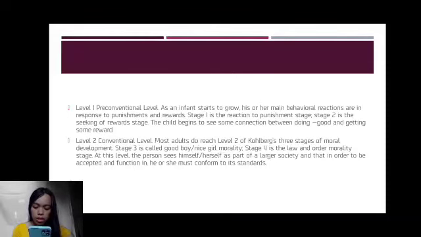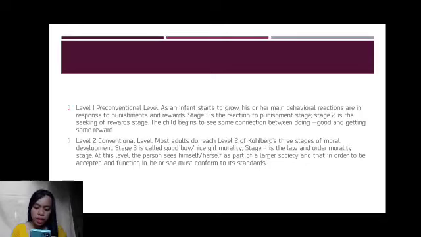Stage 3 is called good boy, nice girl morality. It is concerned with peer and group acceptance. It is characterized by behavior that seeks to do that which gains the approval of peers.